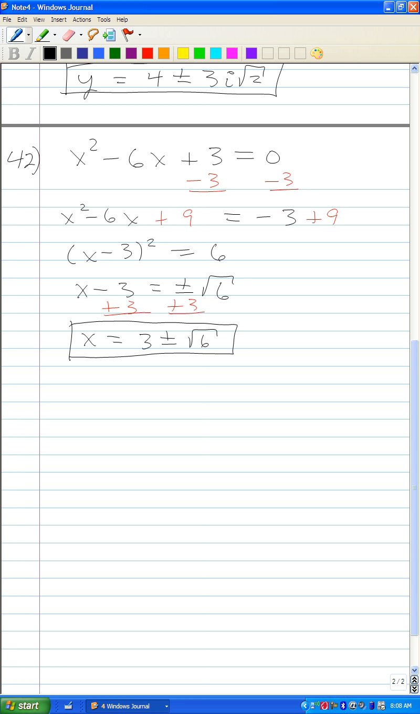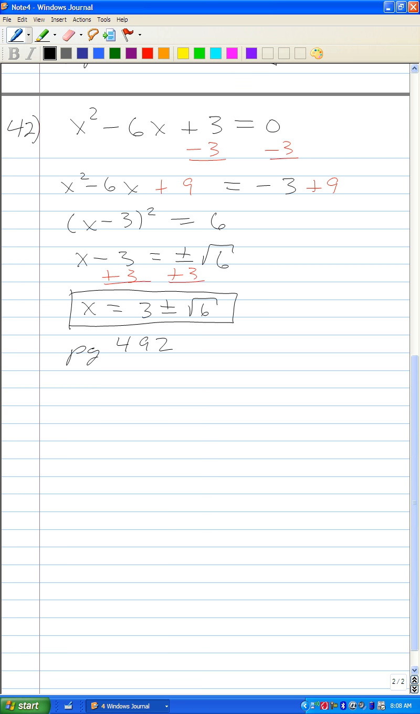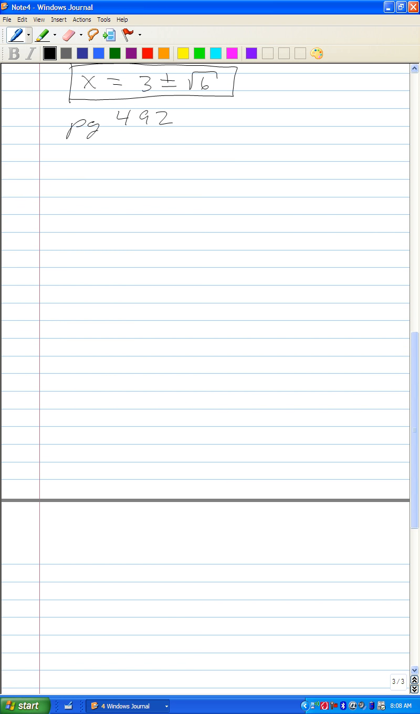Okay, so let me go on to section 8.2, page 492. Let me do problem number 14. Use the quadratic formula to solve each equation. 1/6 x squared plus x plus 1/3 equals 0.